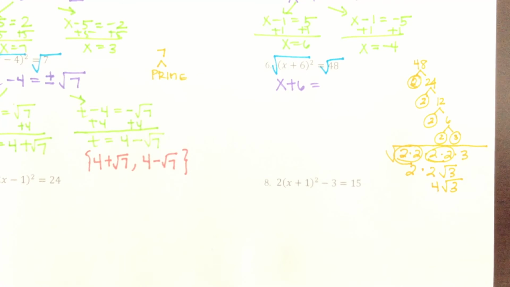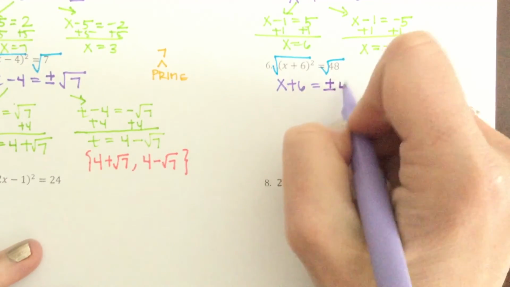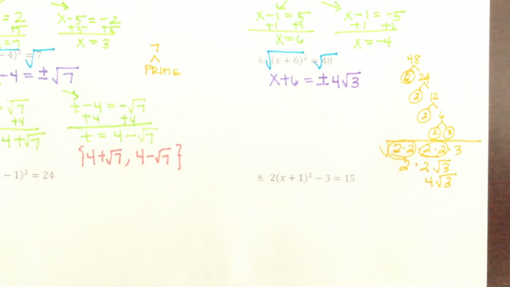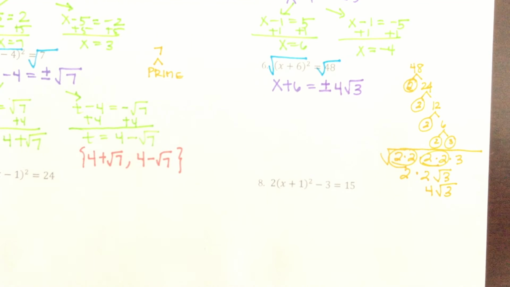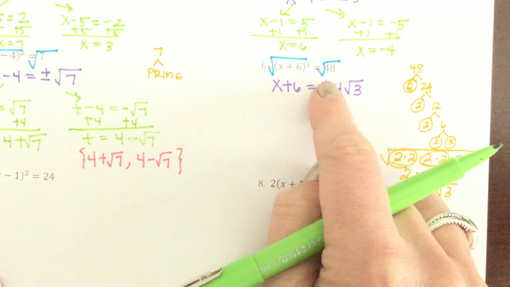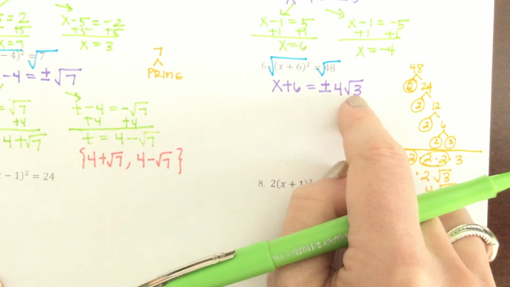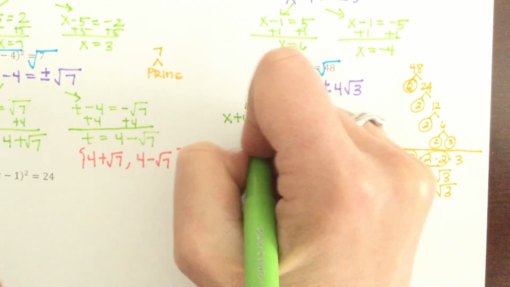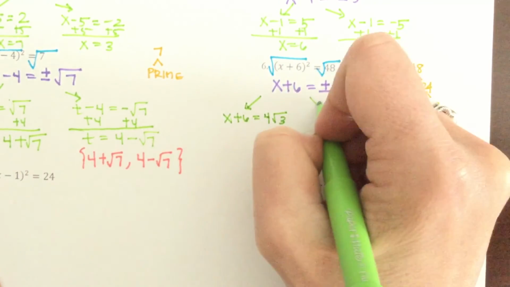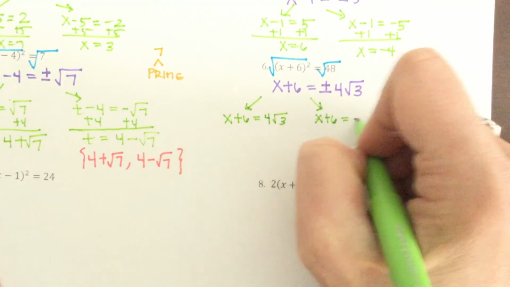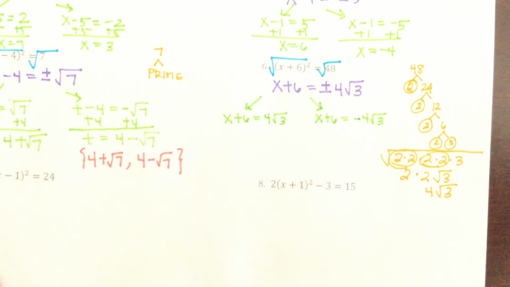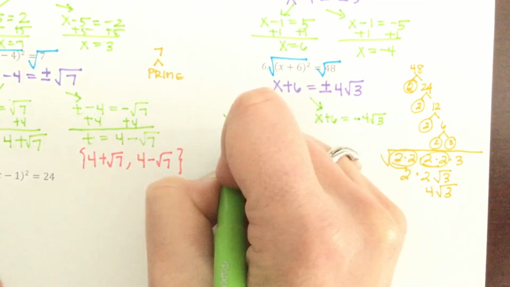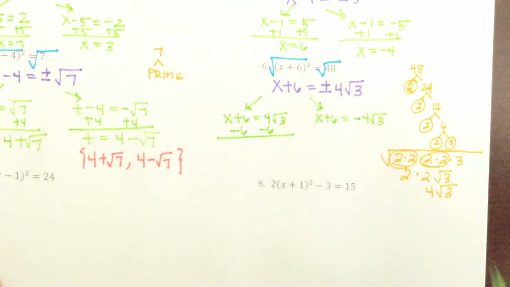When we write that down, we want to make sure that we include that plus or minus symbol. So the square root of 48 is the same as plus or minus 4 square roots of 3. Remember that we have something on the left equal to two different things on the right, a positive 4 square roots of 3, but also a negative 4 square roots of 3. So we're going to write our two smaller equations. x plus 6 equals positive 4 square roots of 3, but x plus 6 is also equal to negative 4 square roots of 3. On the left-hand side, we need to subtract 6 on both sides.